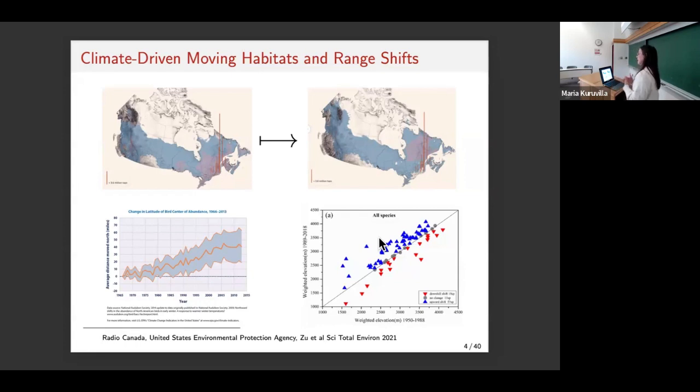So we're interested in asking then, what are the mechanisms that support these range shifts, so successful range shifts, being able to stay within the suitable habitat? And in the case that they do, what are the impacts on the population abundance in these shifting habitats?